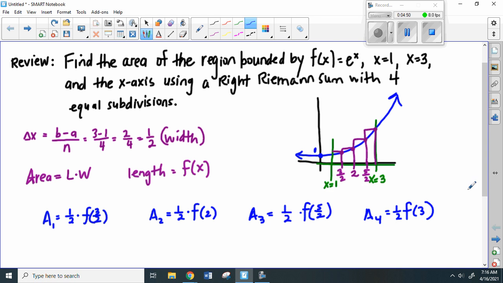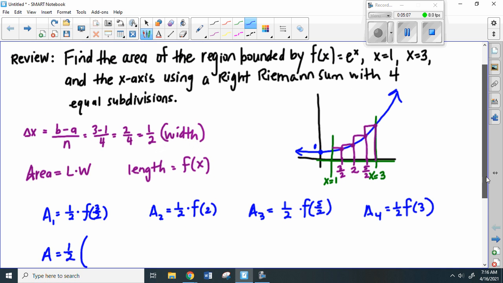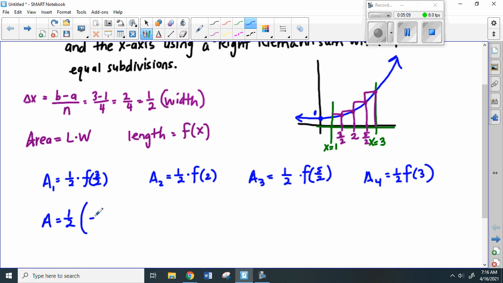Well, to find the area, I need to add up all of those things. You can see that they all have a 1/2 in common, so I can certainly factor that out. But then I actually need to plug 3/2, 2, 5/2, and 3 into my function, which was e to the x. So we're going to get e to the 3/2 plus e to the second plus e to the 5/2 plus e to the third, okay?